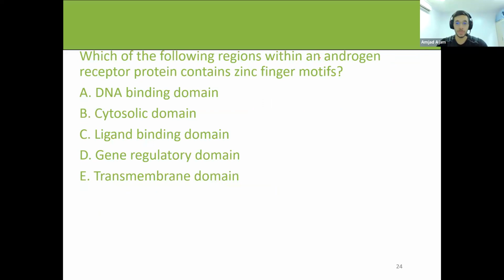Which of the following regions within an androgen receptor protein contains the zinc finger motif? Again, we said that the zinc finger motif is contained in the DNA binding domain of the steroid receptor.